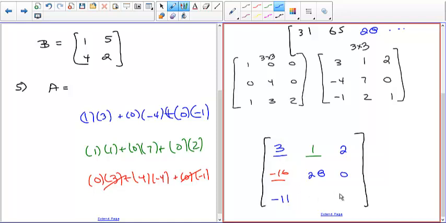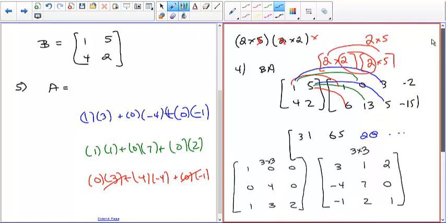Then we do third row, second column. 1 times 1 is 1, plus 3 times 7 is 21, so 1 plus 21 is 22, and then 2 times 2 is 4, so you get 22 plus 4 is 26. And then the last one, the third row, third column. You take 1 times 2 is 2, 0 times 3 is 0, 2 times 1 is 2, so you get 2 plus 0 plus 2, so that's 4. And that's the answer.